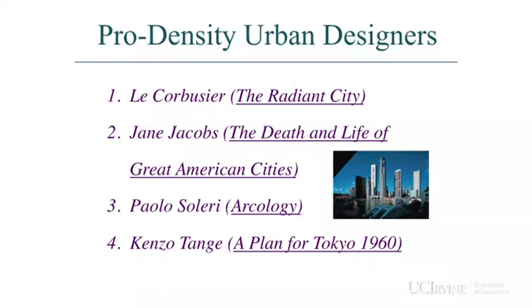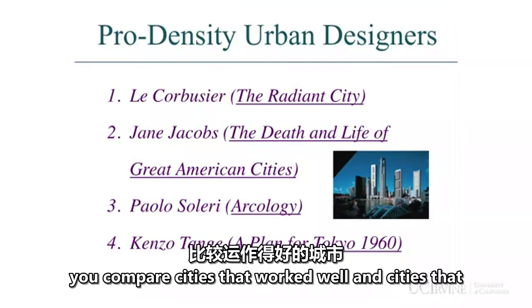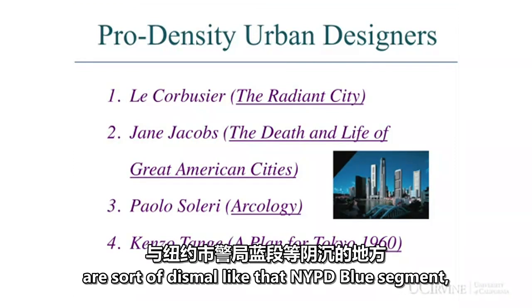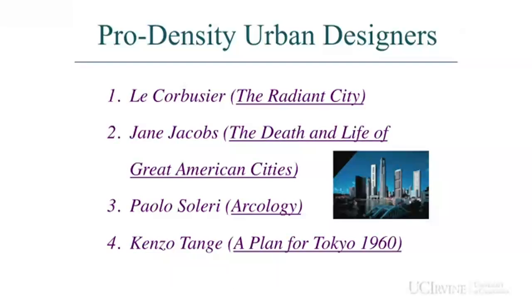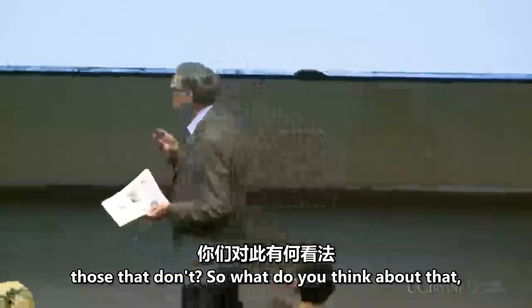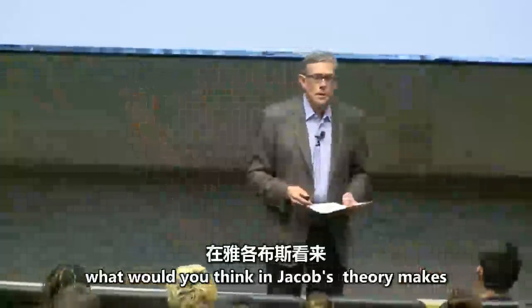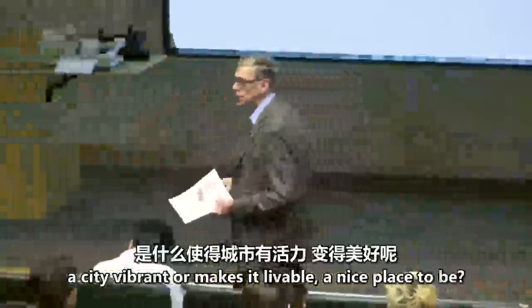Jane Jacobs was not so much pushing verticality, but rather, if we're going to have cities, and you compare cities that work well and cities that are sort of dismal, like that NYPD Blue segment, what differentiates the cities that work well from those that don't? So what do you think about that? What do you think in Jacobs' theory makes a city vibrant or livable or a nice place to be?